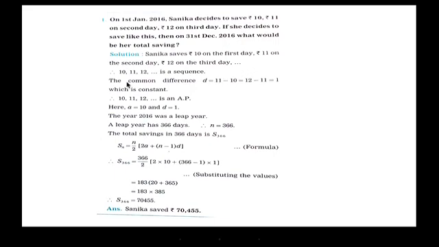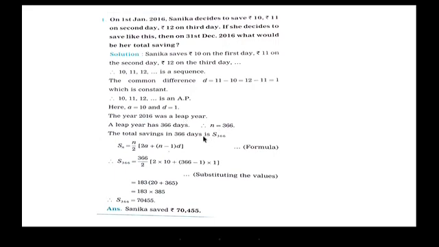Okay, so therefore 10, 11, 12 and so on, it is a sequence. The difference between any two consecutive terms here is 1, that is d is equal to 1. So it is an AP. Okay, so 10, 11, 12 and so on, it is an arithmetic progression where a, that is the first term, is 10 and the common difference d is equal to 1. Okay, now the year 2016 was a leap year. So the total number of days in a leap year is 366. So our n is equal to 366.